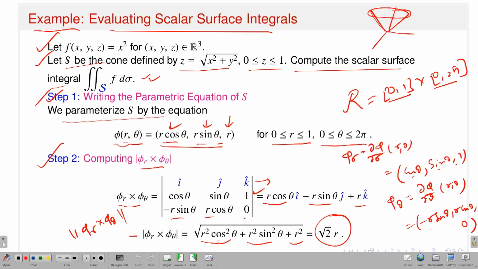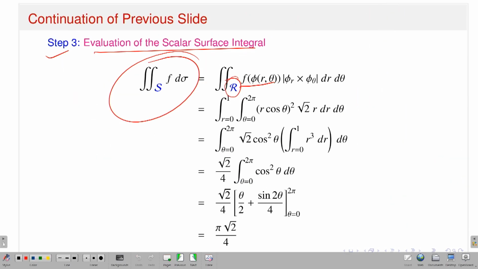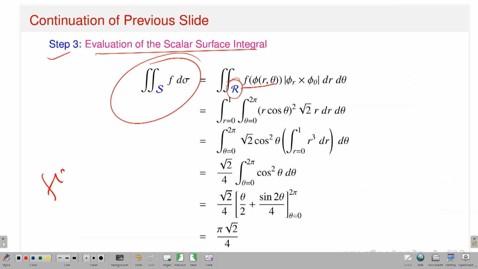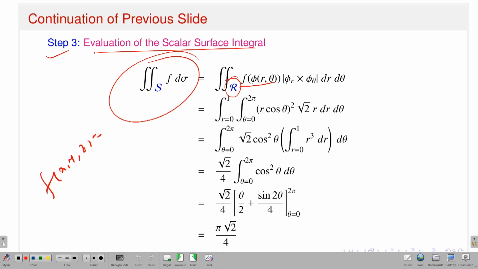Now f of (x, y, z) is x squared, and you know φ. So what is f of φ of (r, θ)? You can just calculate it. I have f of (x, y, z), which is x squared. This is my x squared.